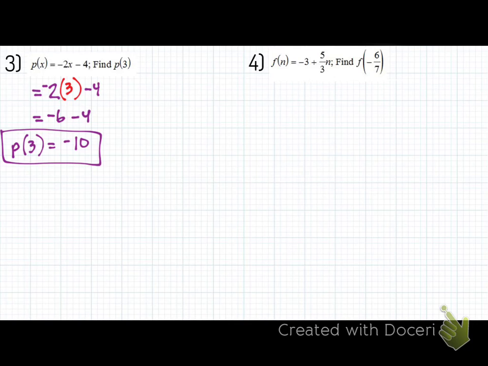Okay, so what's the name of our variable? Turn to your neighbors and tell them what's the variable. Okay, and then also tell them what you're going to replace n with when you're working. Okay, good. Negative 6/7. Excellent. So I'll write this out for you to get you started.